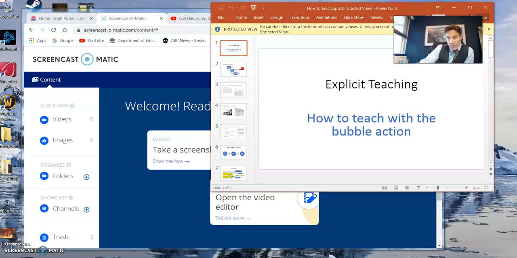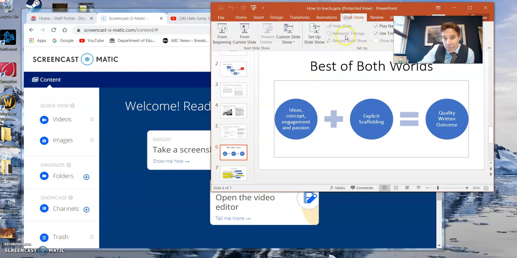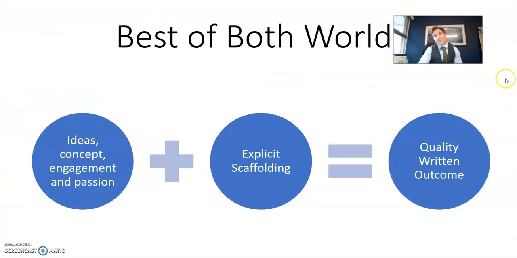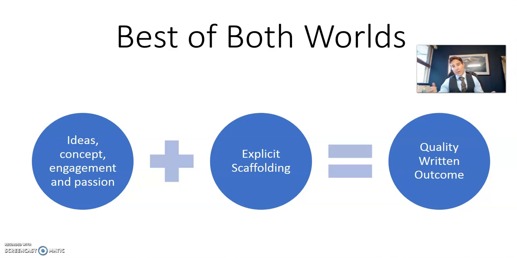The other part of that, we'll go back to this very briefly, excuse the minimised window there, is the thing about the process is it's the best of both worlds. Explicit teaching sounds dry, but it's not. Because you have that moment where you have that ideas, concept, engagement, passion. You bring in personal anecdotes. You have them all laughing, crying, feeling, whatever, understanding. But then you take it back to an explicit scaffold, and then you end up with a quality written outcome. And the assessment in the HSC is about a quality written outcome. And so you're able to have both of these moments.